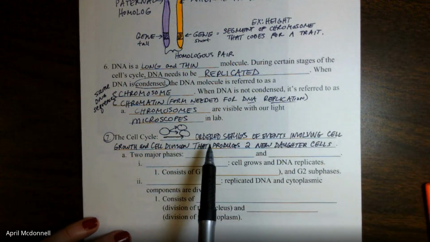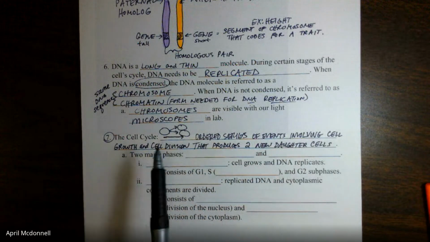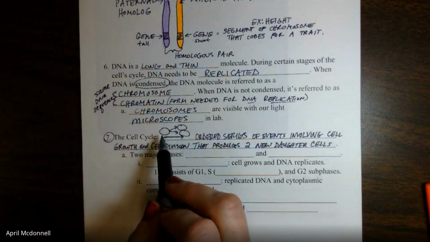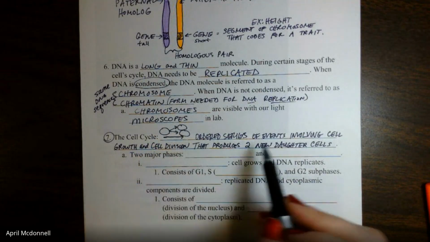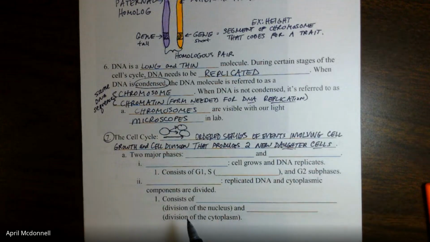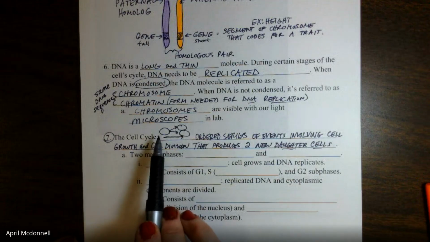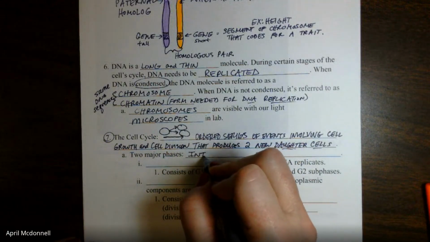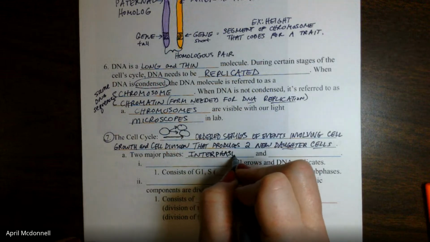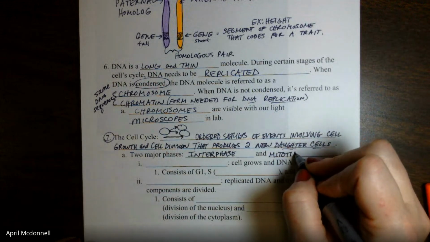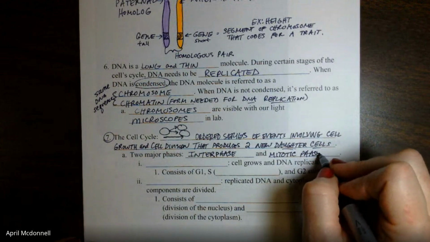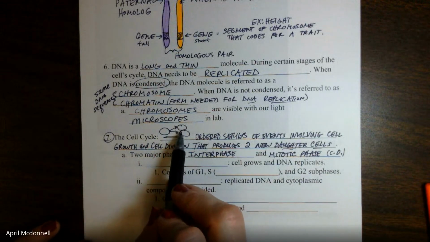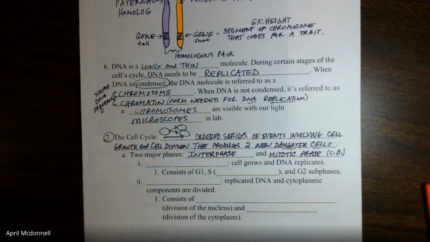So the cell cycle is a very ordered series of events involving cell growth and physical cell division that produces two daughter cells. So like I said, your starting cell and the ending cells are going to be called daughter cells. There are two major phases in the cell cycle. The first phase is called interphase. And the second phase is called mitotic phase. And this is going to be the physical cell division that occurs when the cell splits apart into two separated daughter cells.